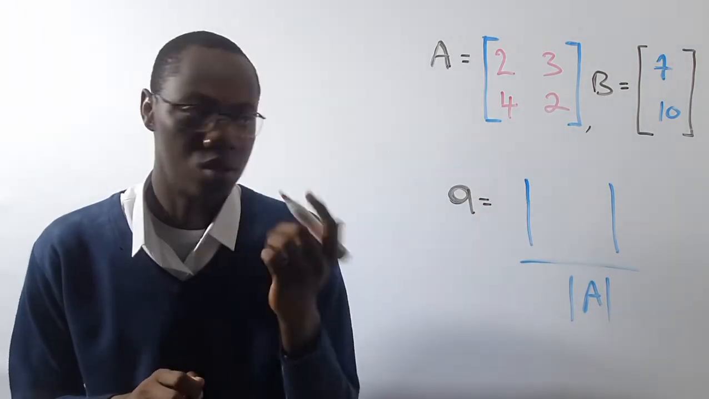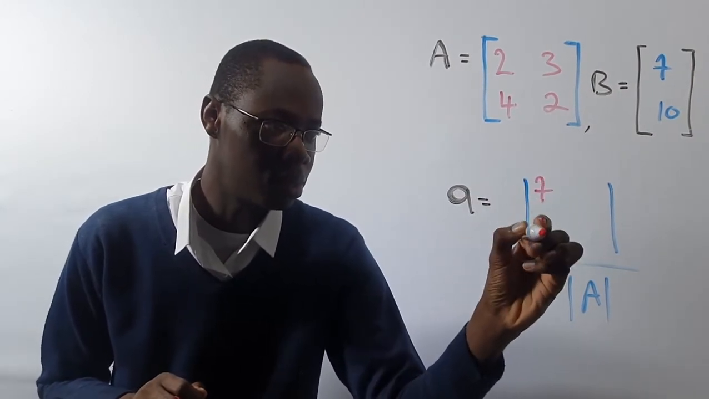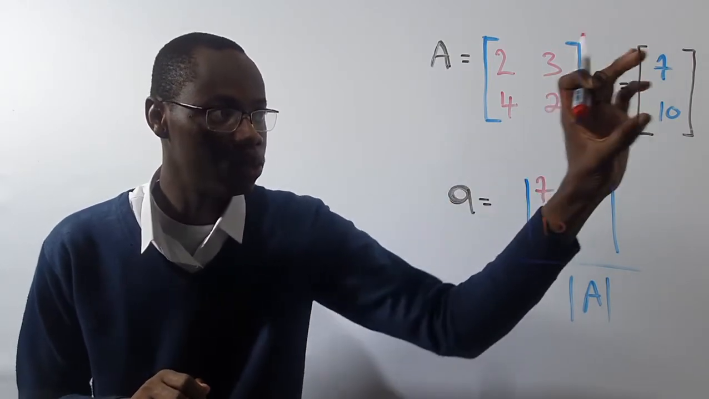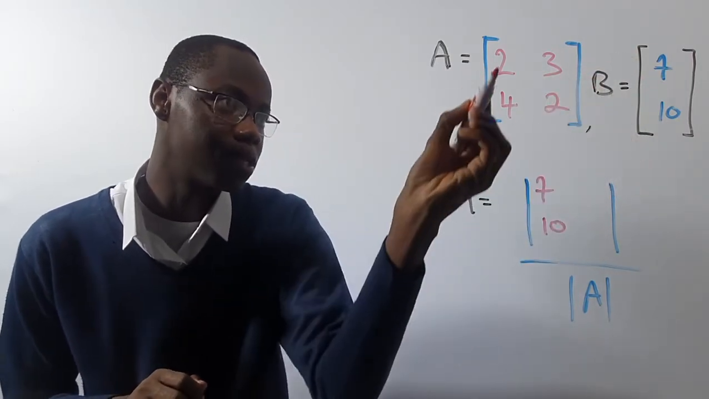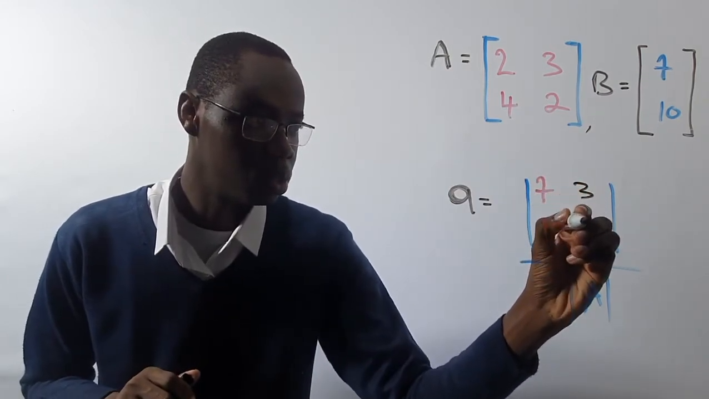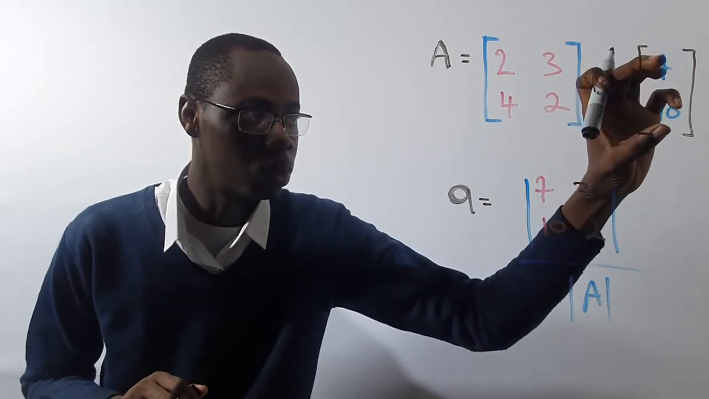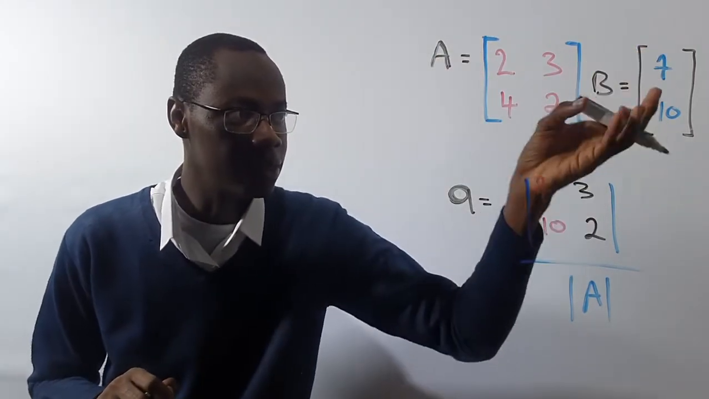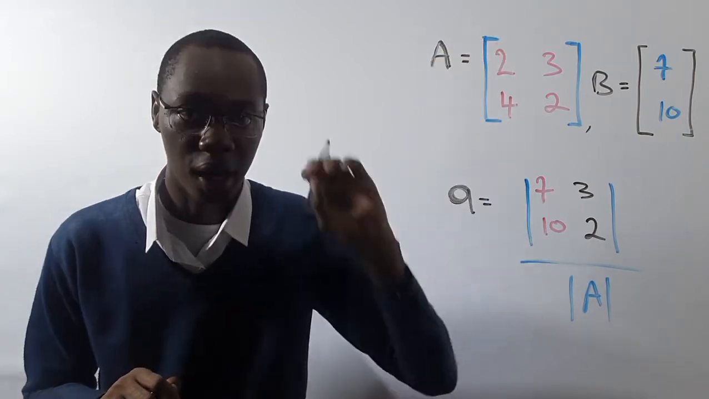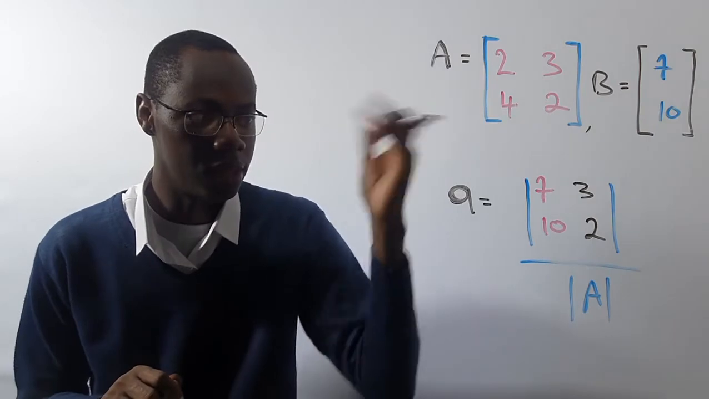The first thing to do is put B here like this: 7, 10. Bring this one here to replace this, and then 3, 2. So what I did there: I brought this B and replaced the first column with it, and then this other column stays here. That's all you need to do to find the first unknown.